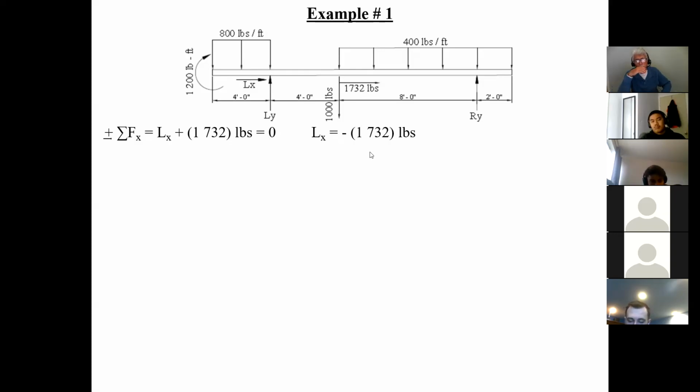What does that mean? What does it mean that I have a negative 1732? It's in the wrong direction. That's right. In other words, the direction that I assumed is incorrect. That's correct, okay? So you can assume any direction, and this will tell you if the direction you assumed is correct. So here, all of a sudden, my Lx is going this way, okay?